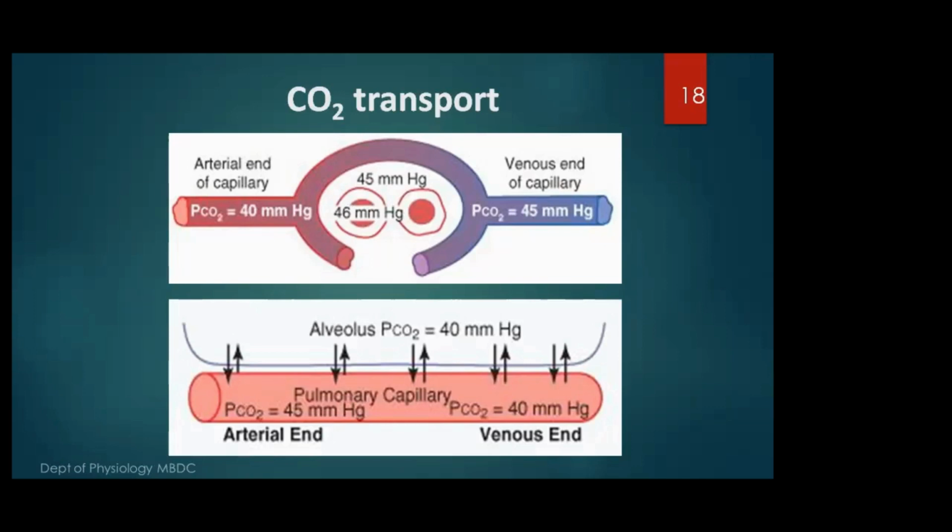Through the venous blood, it reaches the alveoli, where the alveoli have a partial pressure of carbon dioxide of 40 millimeter, and the blood which is coming has a partial pressure of 45 millimeter of mercury. The exchange will take place, and the blood which is going to the general circulation will have a carbon dioxide partial pressure of 40 millimeter of mercury.